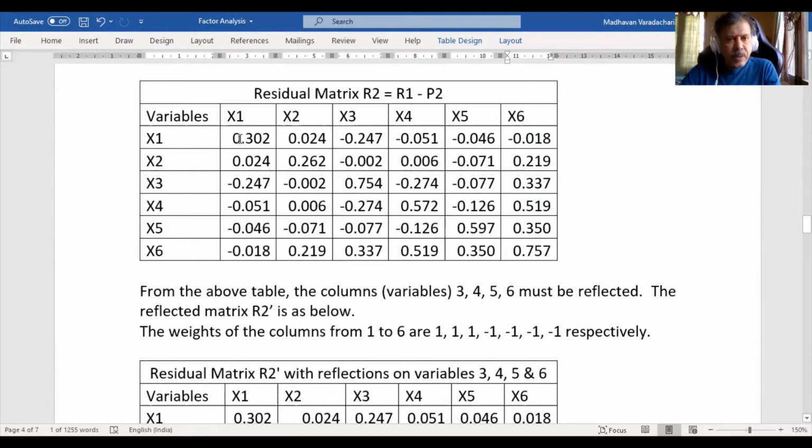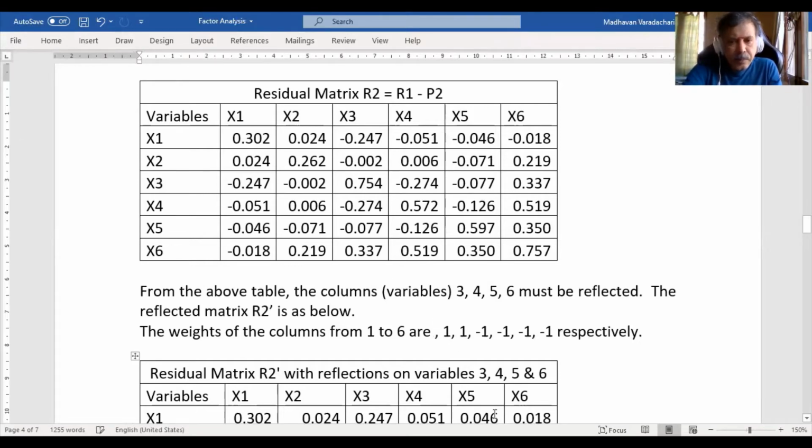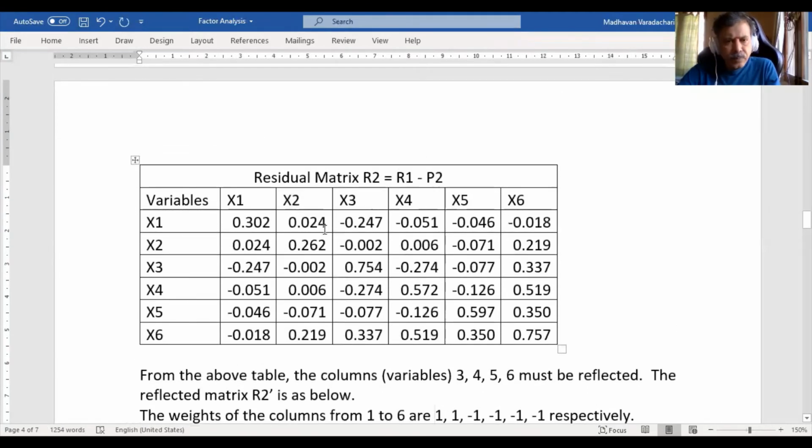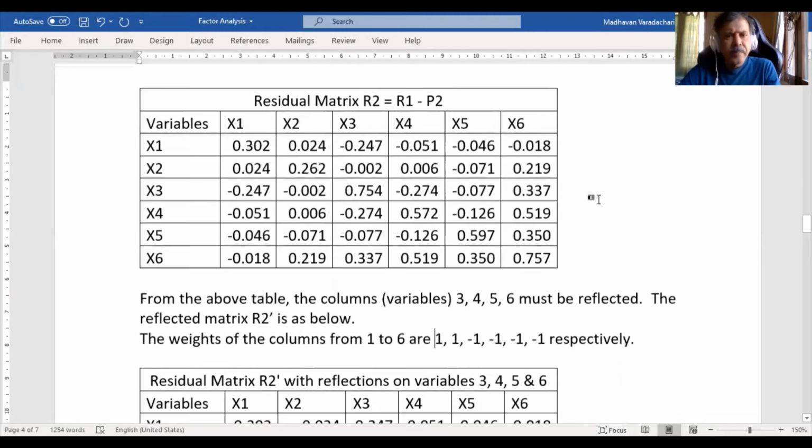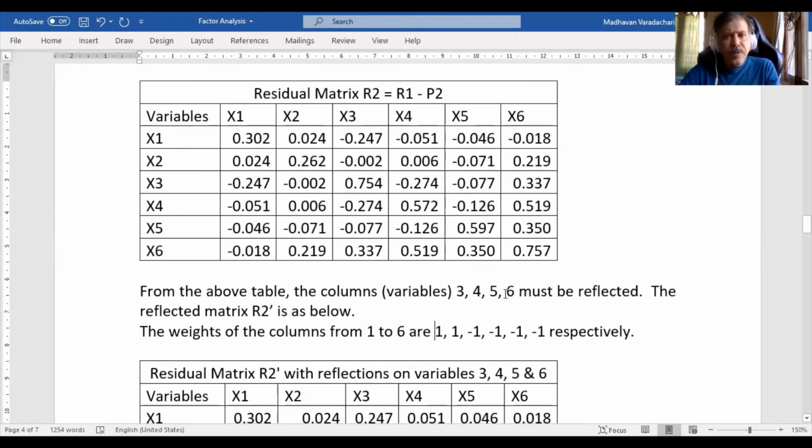Then you may notice here, where all negative numbers are there, everything has to be converted to positive numbers. So what are the weights then? Let us check this. If you look into the weights, you may notice here negative, here negative, here negative, here negative. Means x3 is having negative, x3 contributes negative, x4 is also. When you come to x2, it is actually x3, x5, x6, already considered. x1, if you come, x3, x4, x5, x6, already that is also considered. That means only these columns 3, 4, 5, 6 must be reflected, and the reflected matrix is R2 dash.